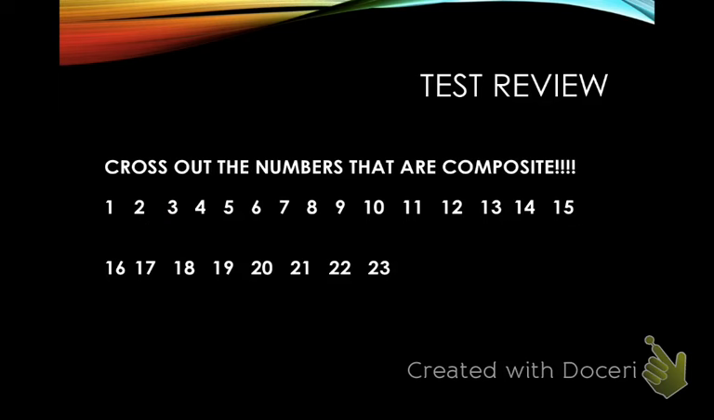Next question. On this one, I want you to cross out the numbers that are composite. You're using the same part of your test review worksheet. This time I want you to put an X through the ones that are composite. Now be very careful, don't do the wrong thing. For example, I know that 4 is a composite number because the factors are 1, 2, and 4. So I'm going to go ahead and cross that one out.